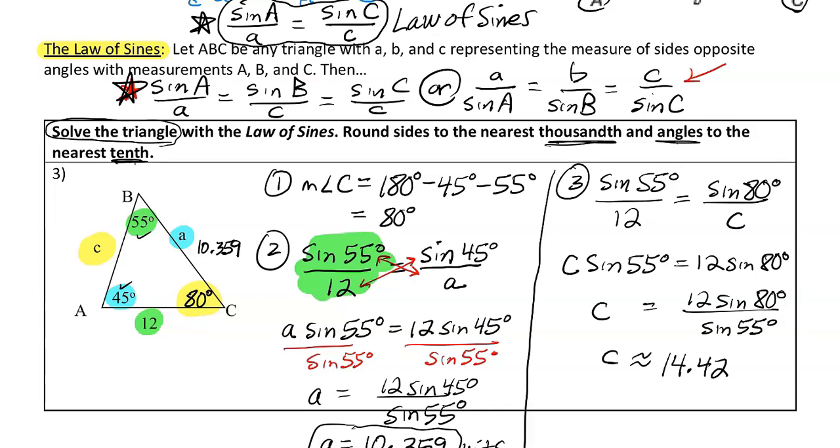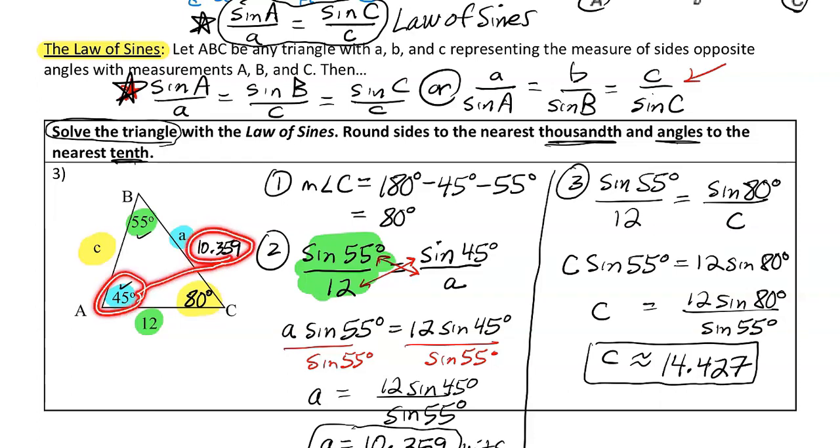14.427, rounding to the nearest thousandth. So again, notice that the smallest angle is opposite the shortest side, and the largest angle is opposite the longest side, 14.427. So maybe I'll circle my answers in red so you can see them. We found this one, we found this one, and we found this one.